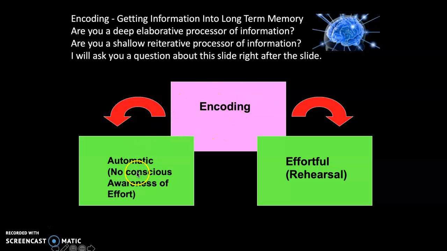Now, some encoding is kind of automatic. There's really no conscious awareness of the effort. You kind of already know stuff that's similar to this information. So when you are exposed to it, it just kind of automatically fits in with the current schemas that are already in your head. So let's say you're taking a sociology class and the sociology class has principles that are kind of similar to the psychology class you've already taken. So it doesn't seem very effortful to learn the sociology.